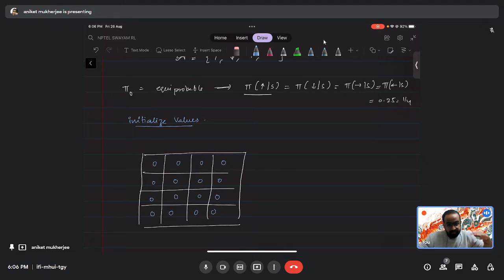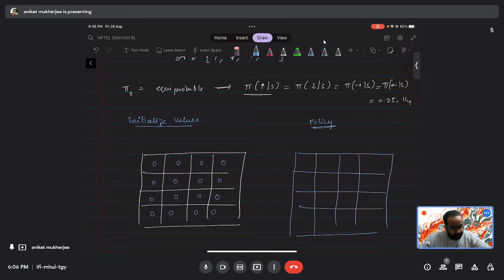If your question is, does my convergence depend on what I initialize with? Yes, you are right. Your convergence depends on what you initialize with. So what is the policy I have? I have the policy that I can go anywhere with equiprobability. I hope this is clear. I'm not drawing all of these here, but everywhere you can go anywhere.